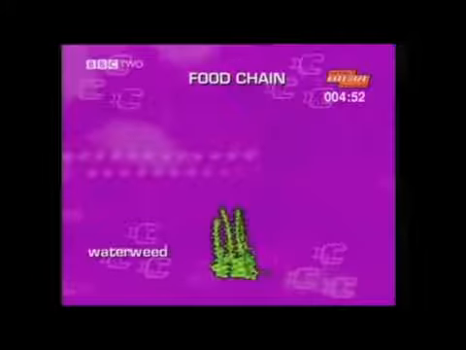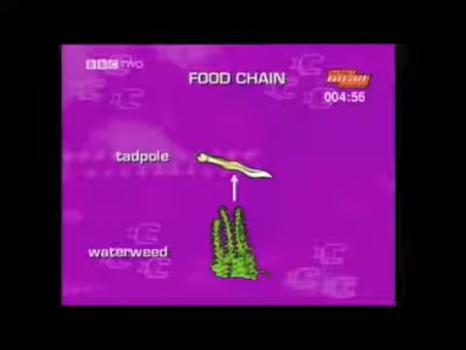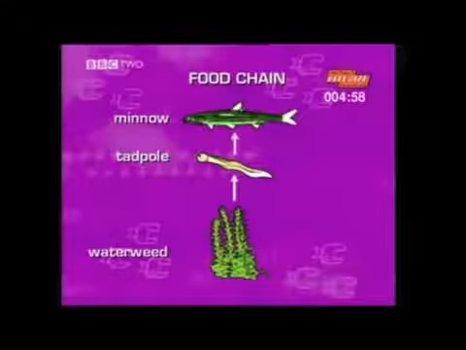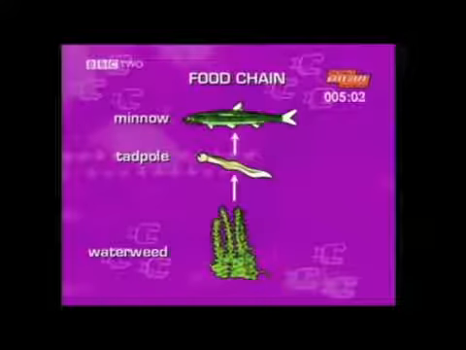One food chain here could start with waterweed, which is eaten by tadpoles, which in turn would be eaten by larger carnivores, water beetles and fish such as minnows. And remember, in a food chain, the arrows always go from food to feeder. So in this case, from waterweed to tadpoles to minnows.